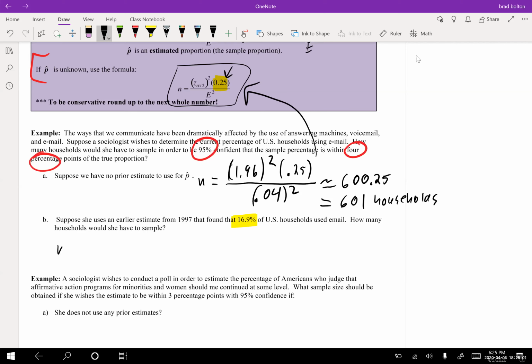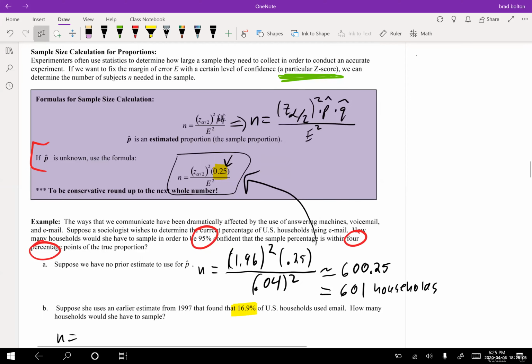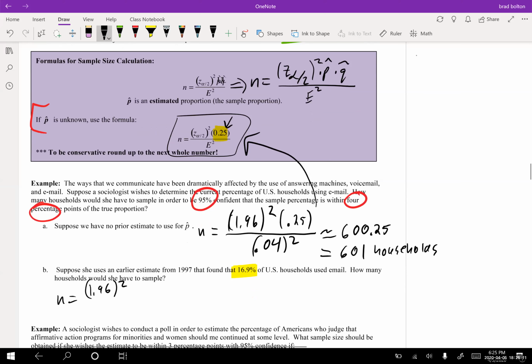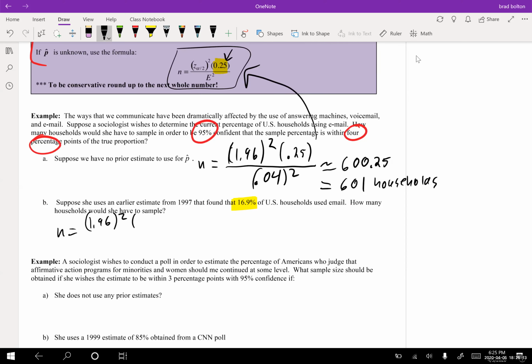So we're going to do the same exact problem, but we're going to use this other formula up here, Z alpha over 2, which will still be 1.96. We're still going to square it. And then we're going to do P hat, which is 0.169. So I take 16.9% and I convert it. And then I also do 1 minus 0.169, and that'll give me Q hat. You guys should be able to do it. And we still divide by 0.04 squared.